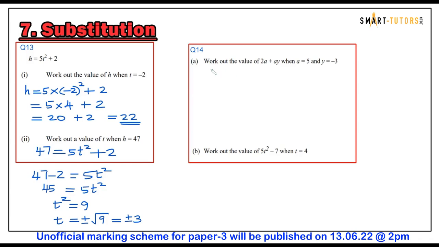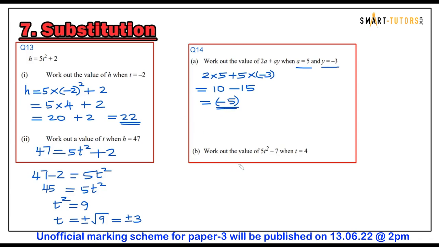Question number 14, work out the value of 2a plus ay. So when a is given, y is given. So 2 times 5 plus a is 5, y is minus 3, right? 2 times 5 is 10, minus 15. 10 minus 15 is minus 5, right? So this is the answer for the A part.